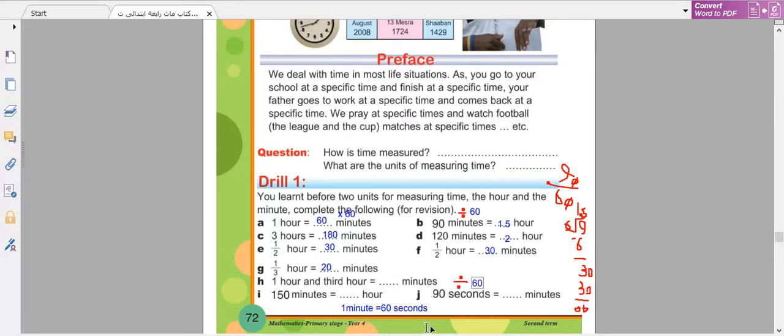We found out, 90 divided by 60 is 1.5, 1.5. So 90 seconds is equal to 1.5 minutes, or 1 minute and a half. Turn the page.